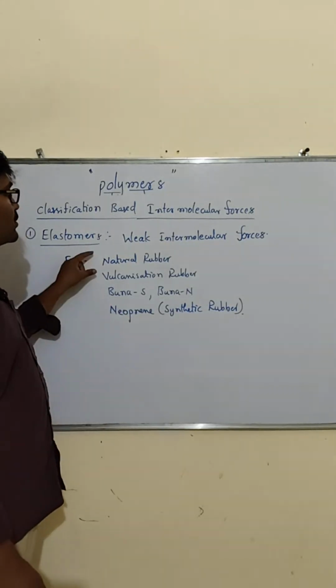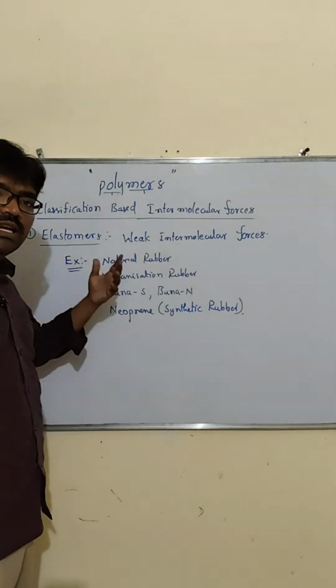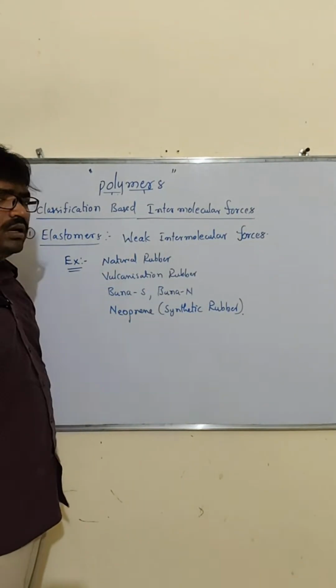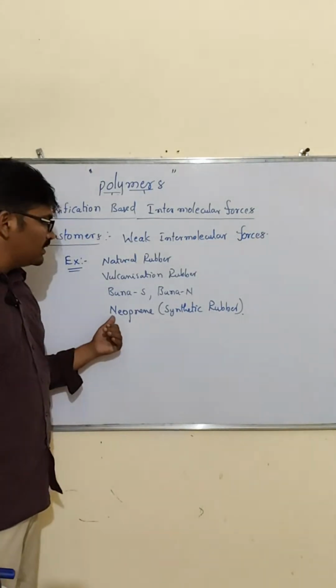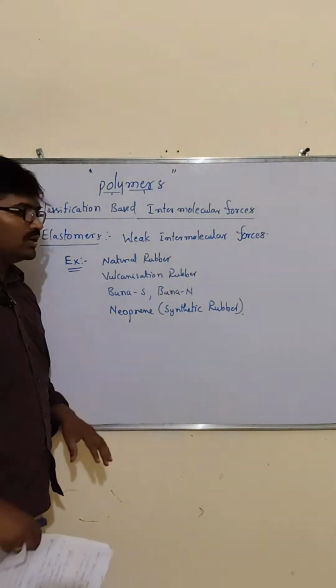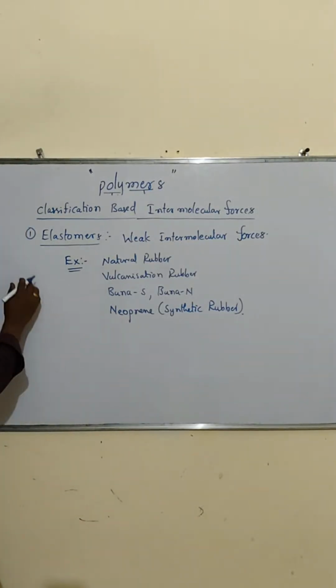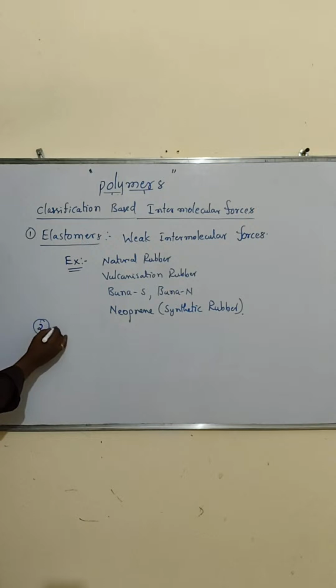Natural rubber, vulcanization of rubber, it is taken from the trees. Then Buna S, Buna N, they are man-made polymers. Then neoprene is also man-made, it is a synthetic polymer, synthetic rubber we call. Then the second one, fibers.